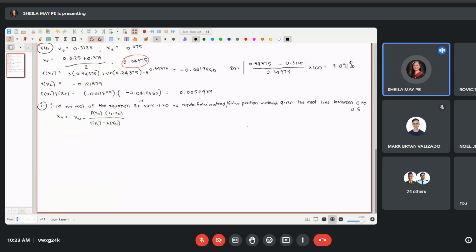Okay. Now we have our x sub u at 0.5 and x sub l at 0. So we need to find first the function of our x sub u.